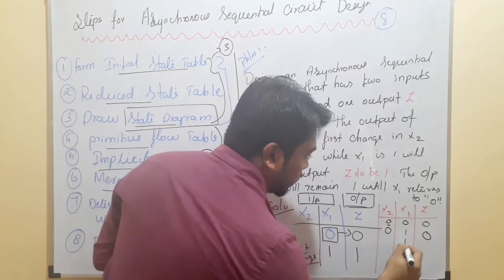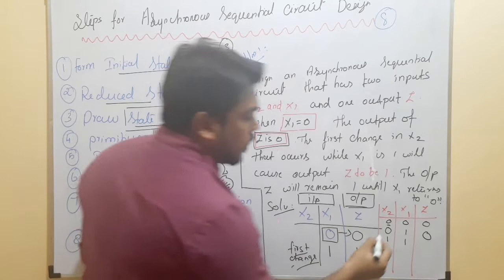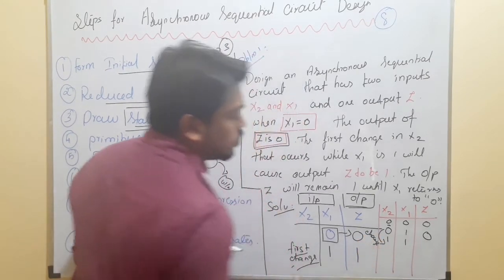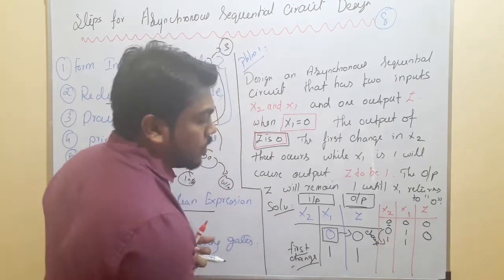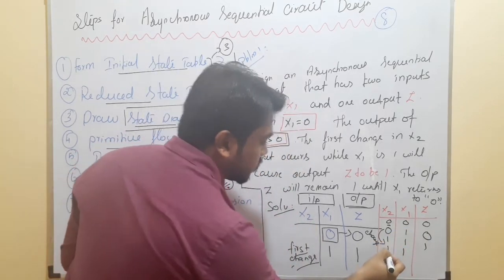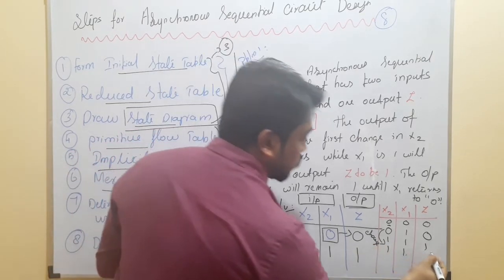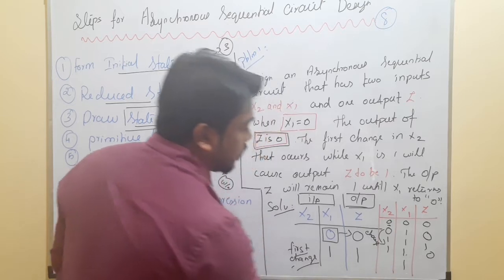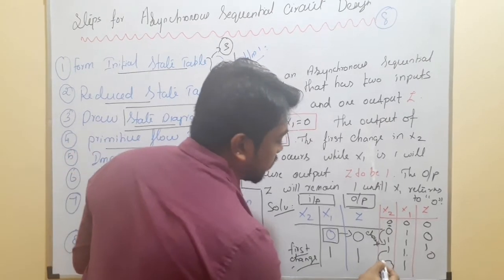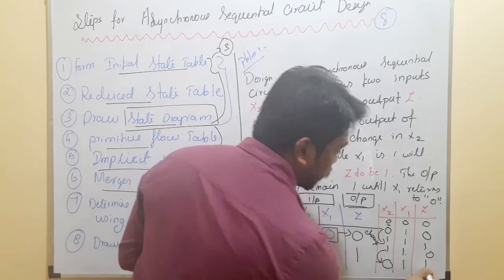Now keeping x1 as 1, I am going to change the x2 value to 1. From here to here there is a change. So when a change occurs and x1 is 1, your answer is 1. Keeping x1 as 1 again, from here to here there is no change, so it is 0. Then keeping x1 as 1, changing x2 to 0, there is a change, so you know the answer is 1.